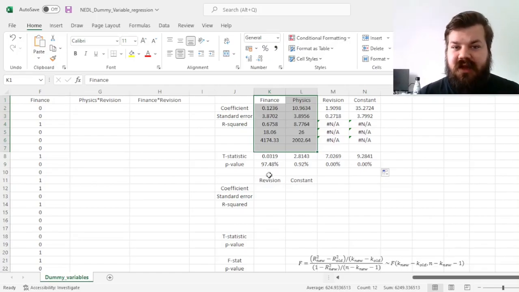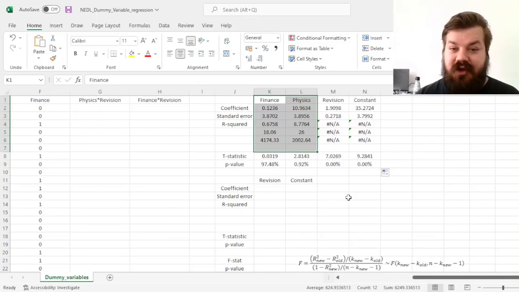Because obviously, imagine that you had 50 programs, then you would have 49 dummy variables, and you could quite reasonably expect some of those dummy variables to be statistically significant just by chance, and you do not want to data mine this way with dummy variables.